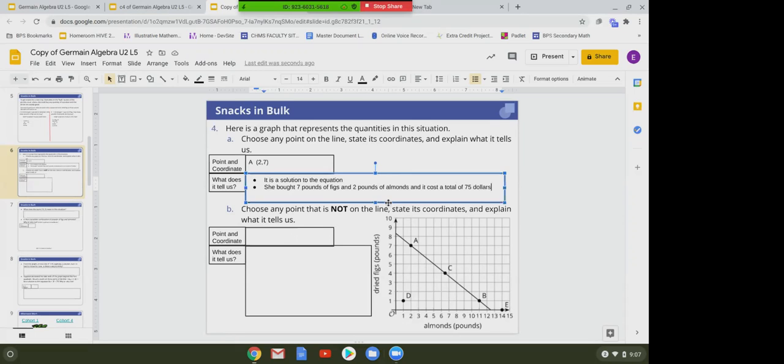So now I'm going to have Abby Wasta, do you mind unmuting and telling me a point that you chose that was not on the line, the name of it and the coordinate? I chose point D, and it was 1, 1. Okay. And what does that tell us first? The fact that it doesn't fall on the line. That it's not a solution to the equation. Good. It's not a solution to the equation.